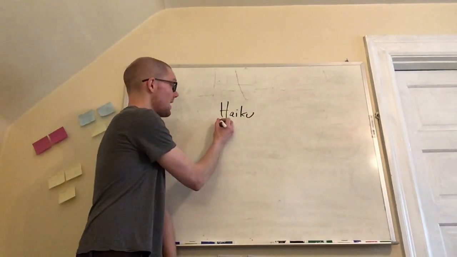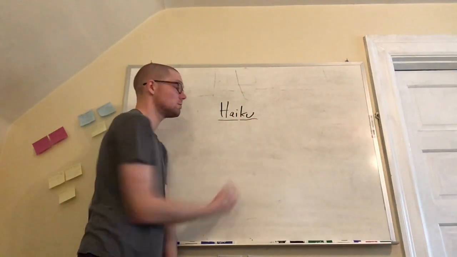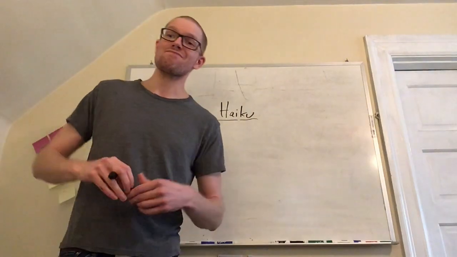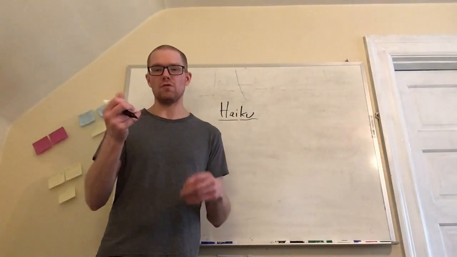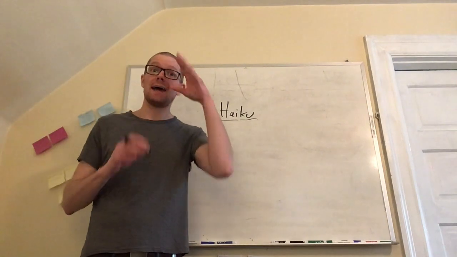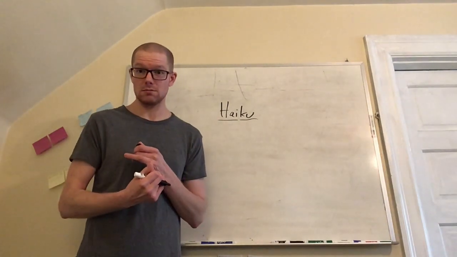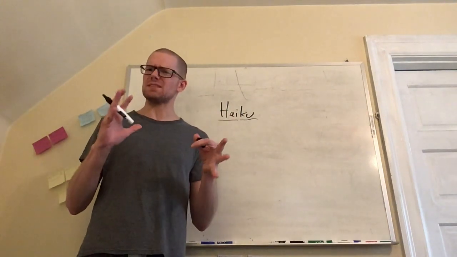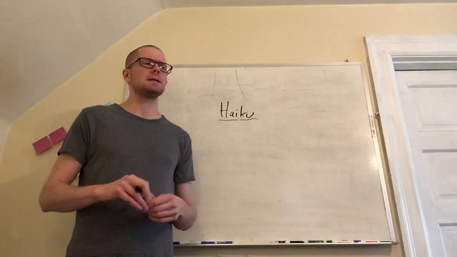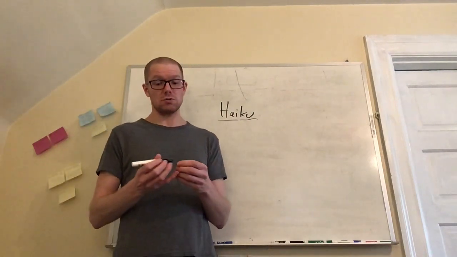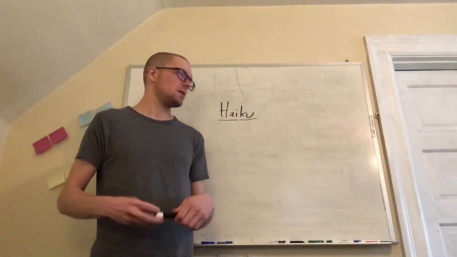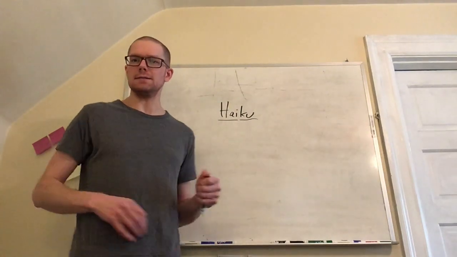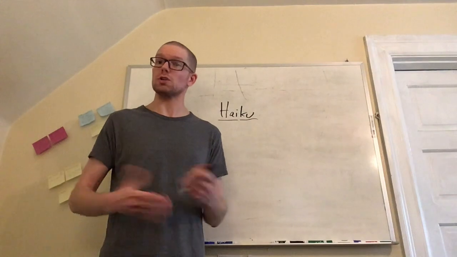Say it with me. Haiku. Okay? It is a Japanese form of poetry that has 3 lines and 17 syllables. It's a very specific sort of formula about it. It's usually written about nature. Most of them have to do with the trees and the air and the water and nature. It's usually what they're about.